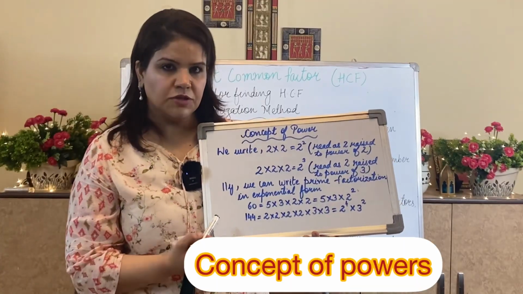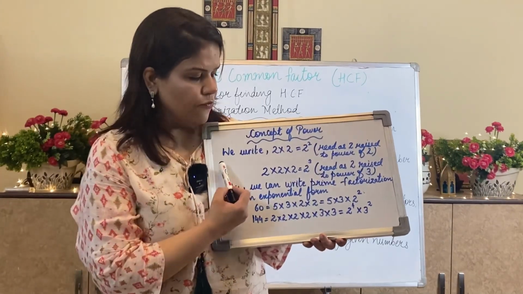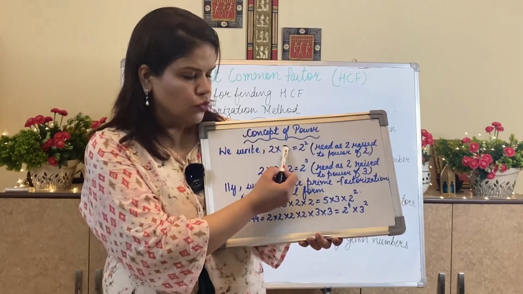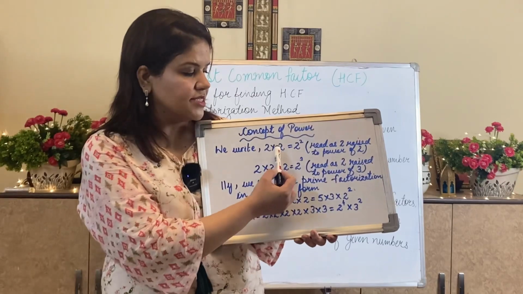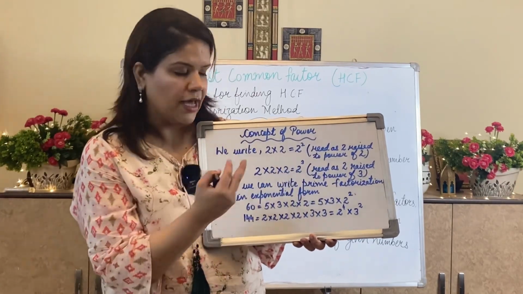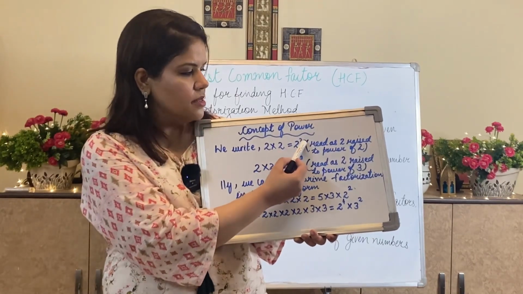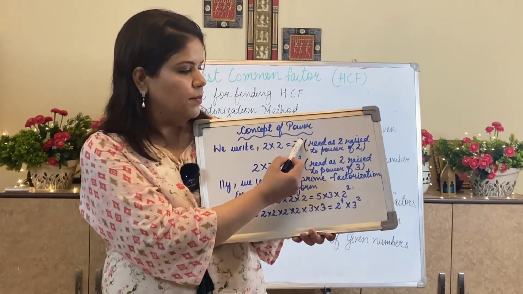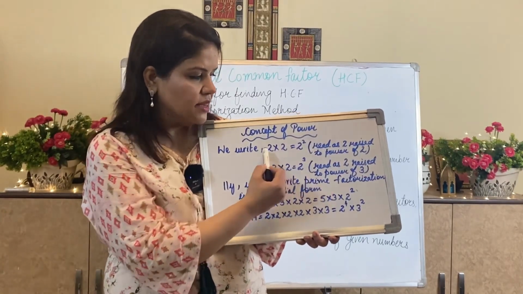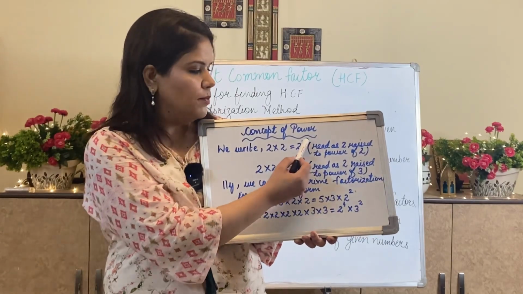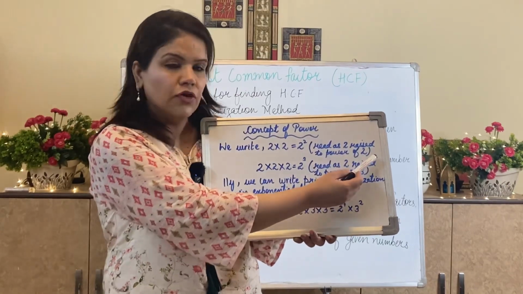The next concept which I am taking is the concept of power. If we are writing 2 into 2 in the form of power, since it is the same number which is multiplying 2 times, I will be writing the number which is getting multiplied, and the number of times it is getting multiplied will be its power. The number which is getting multiplied will be the base. The number of times it is getting multiplied will be the power. And we read it as 2 raised to the power of 2.